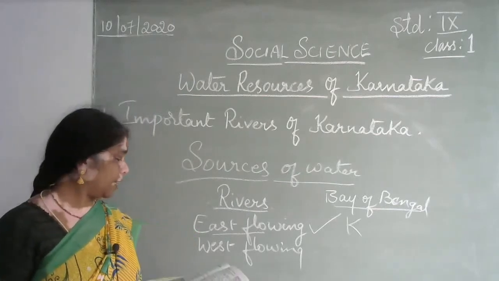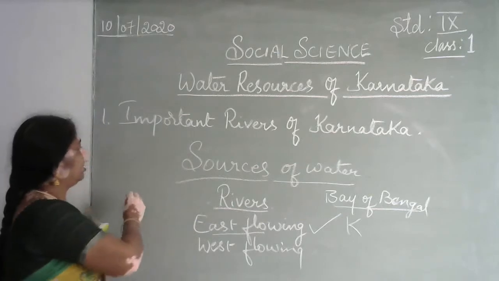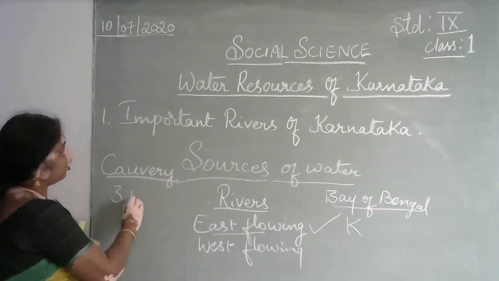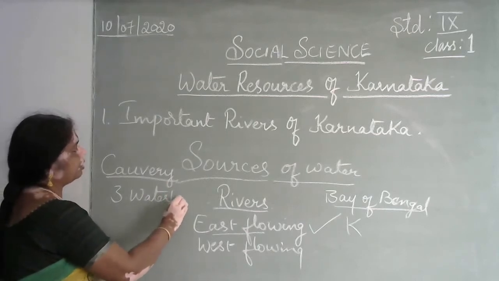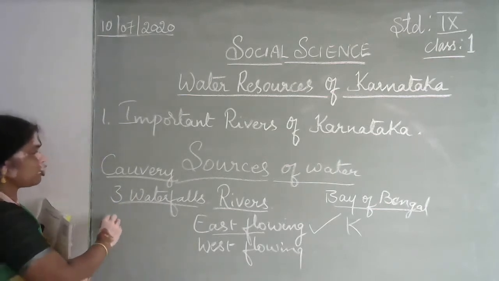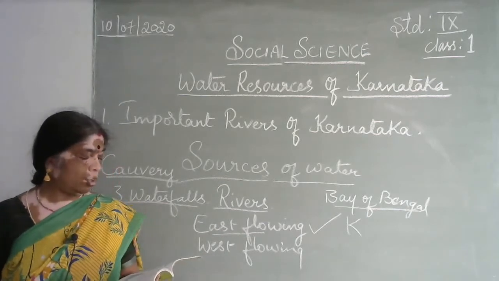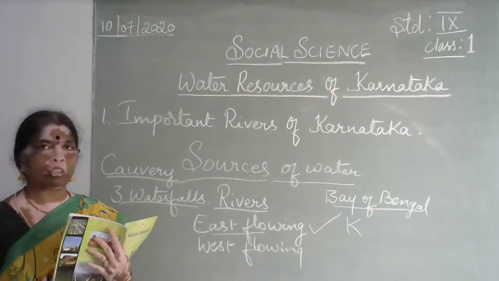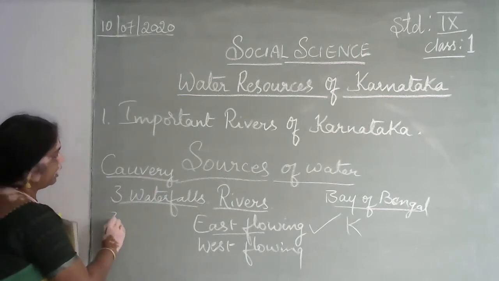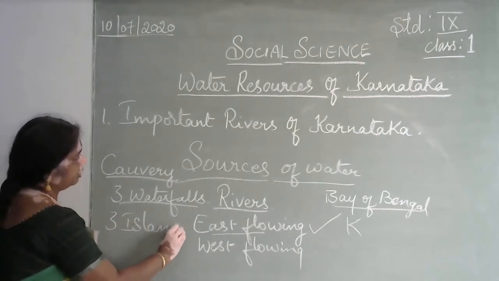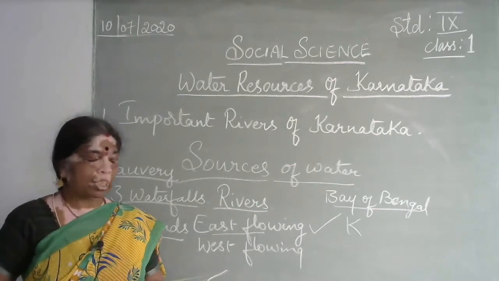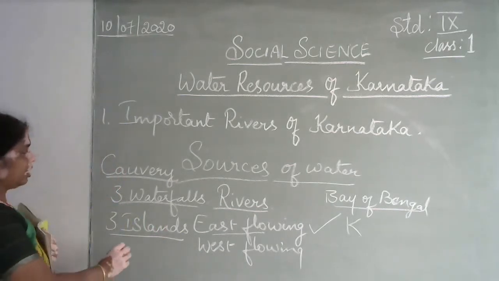Regarding river Kaveri, Kaveri has three waterfalls. What are those? Namely Chunchinkatte, Pogalekal and Shivanasamudra. These are the three waterfalls of river Kaveri, and it also has three islands: Shivanasamudra, Srirangapatna and Sriranga. These are the three islands.